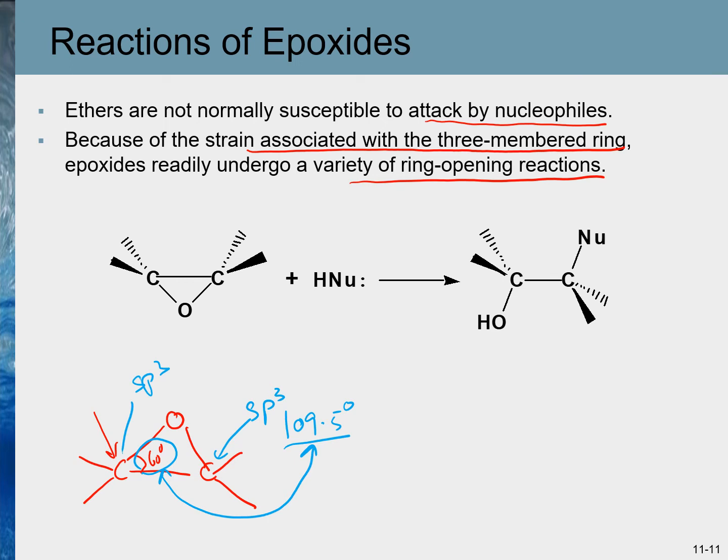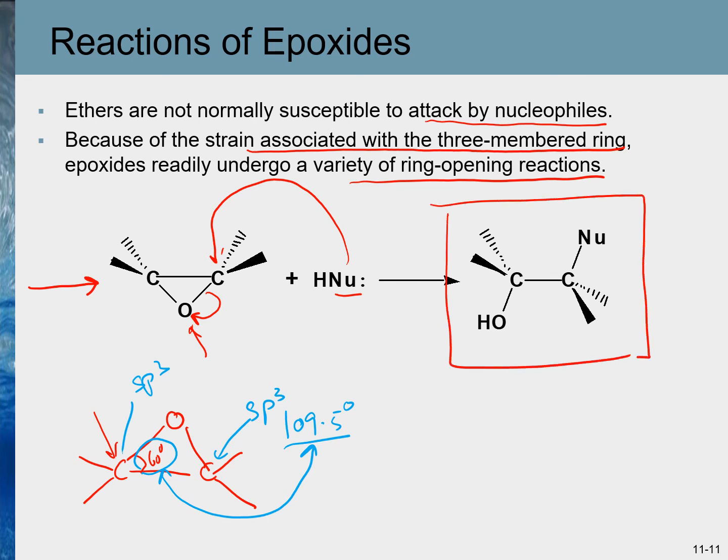A reference ring opening reaction is shown here. In these kinds of ring opening reactions, a nucleophile will attack one of the carbon atoms and the ether oxygen will act as a leaving group. So this will leave, and it will result in a ring opening reaction of the epoxide.